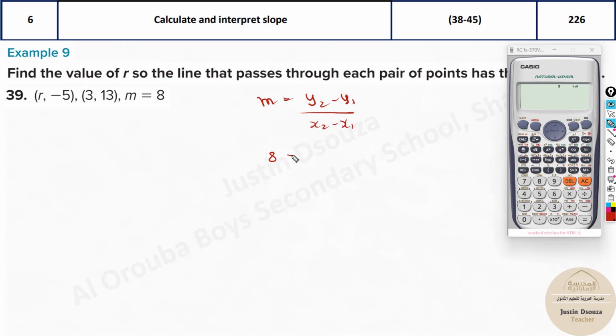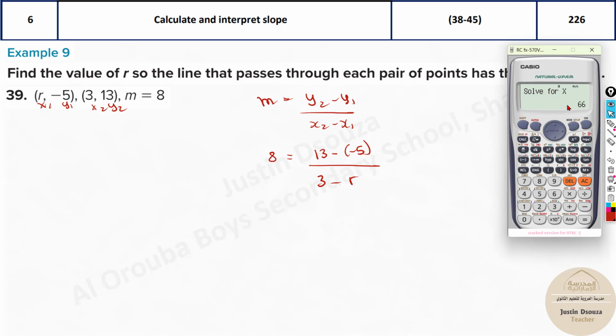So here m is given as 8. See, this is x1, y1, x2, y2. y2 is 13 minus y1 is minus 5. So use a bracket, there are two minuses here, divided by x2 is 3 minus x. I'm going to use the calculator directly. All you do is this symbol over here: 8 equals 13 minus of minus 5 divided by 3 minus alpha x. Shift and solve.